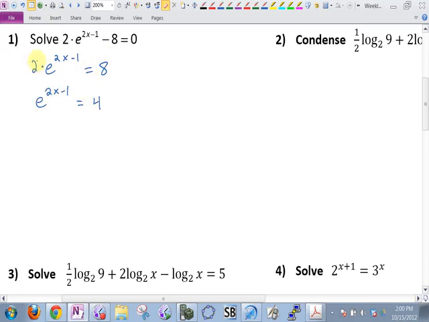I saw a lot of people taking this 2 and multiplying it through that exponent. Is 2 times 3 squared the same thing as 3 to the 4th? No. 2 times 3 squared is 18. 3 to the 4th is 81. Those are not the same. So there's no rule that tells you a number being multiplied in front of an exponential can go up into the exponent of that exponential.